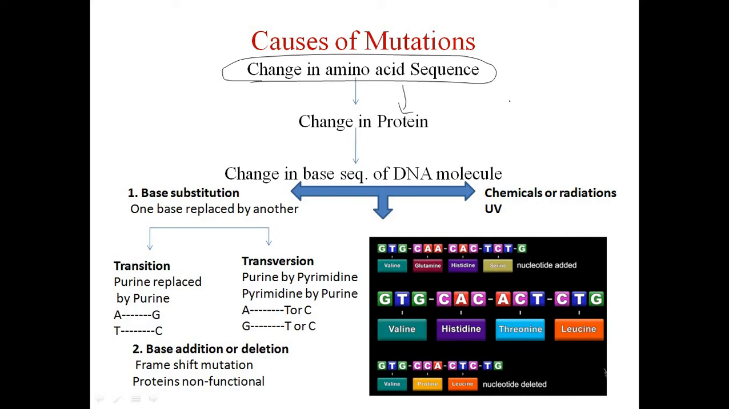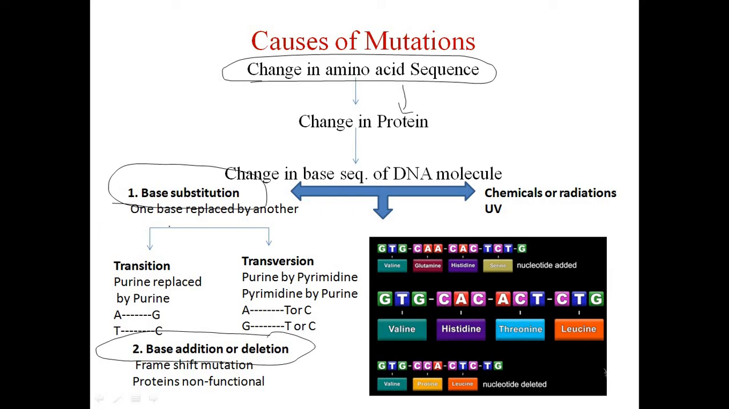We are familiar with protein synthesis or the central dogma: genetic information goes from DNA to RNA to proteins, how it is translated. Then these mutations are due either to base substitution or base addition. Base substitution is again either transition or transversion. But before that, what is base substitution?